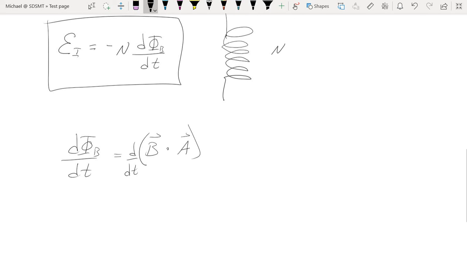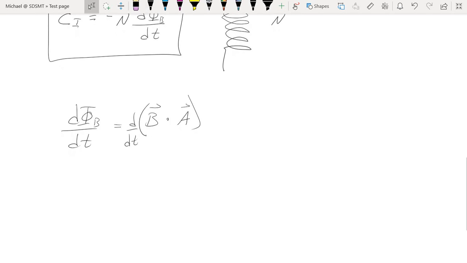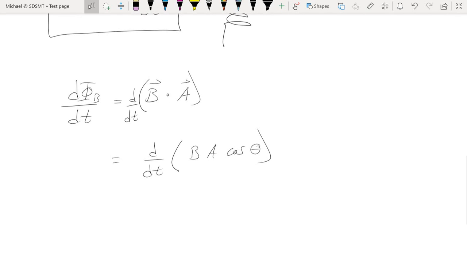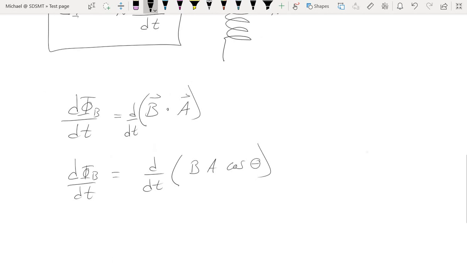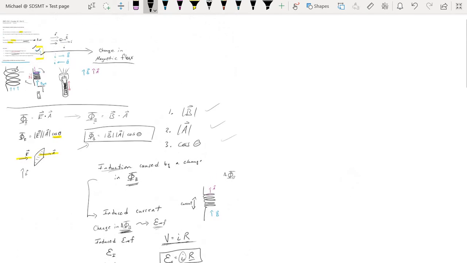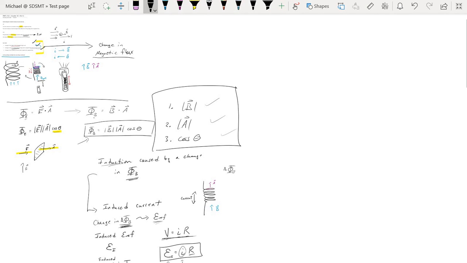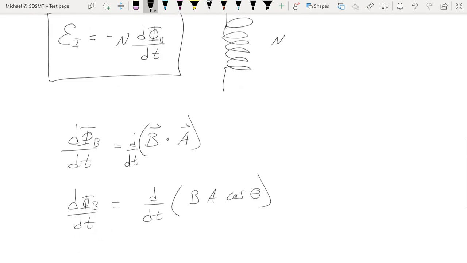The first thing that we should do is we need to evaluate what's inside the parenthesis. And inside that parenthesis is the dot product. A dot product is evaluated as the magnitude of each vector times the cosine of the angle between them. And so now we have to figure out, well, of everything inside the parentheses, what are we going to take the derivative with respect to? And you have your choice of those three. Let's start with choice 1.